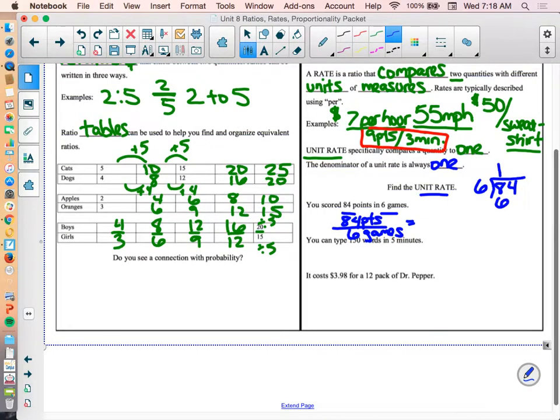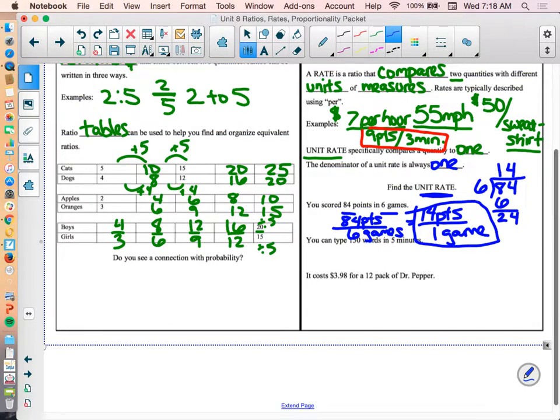You see that 6 goes in 8 one time, and 24 4 times, which means I have 14. But please don't leave it like that. Remember, a rate has to have units, and a unit rate specifically has to be per one. So you have to write 14 points per one game. And that would be your unit rate.